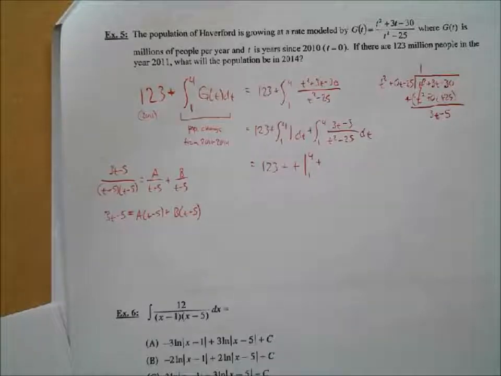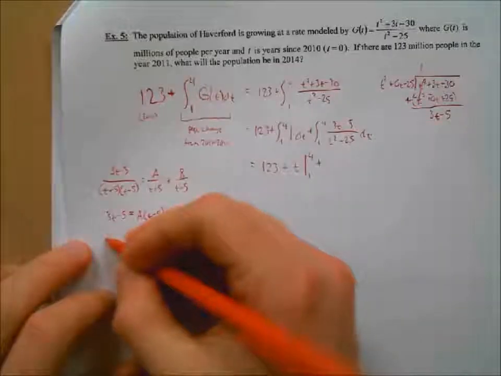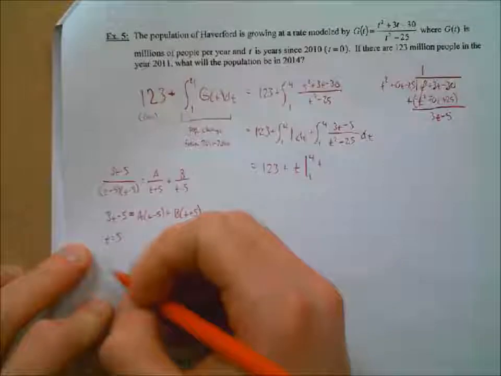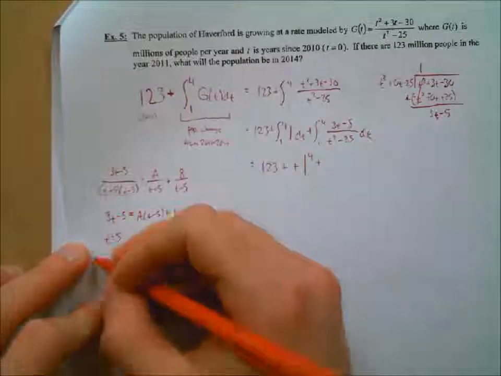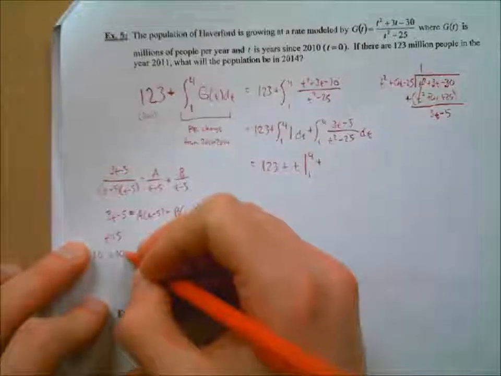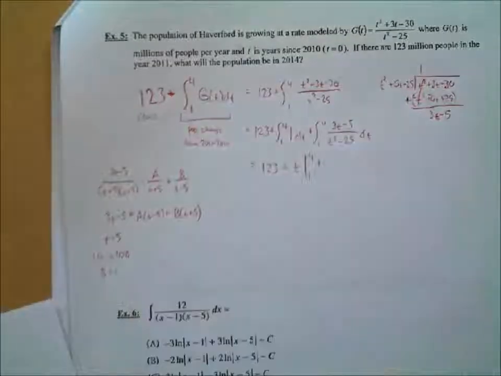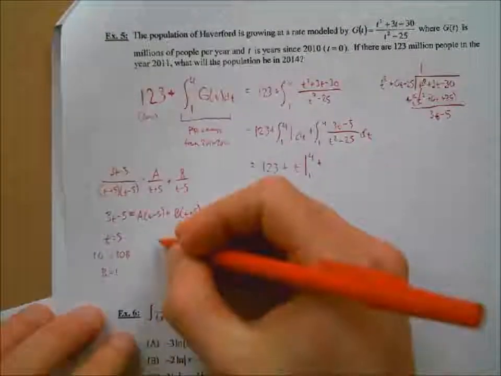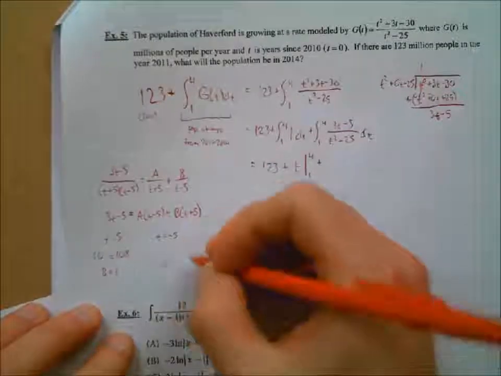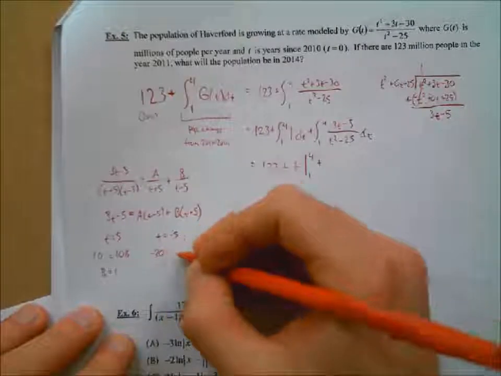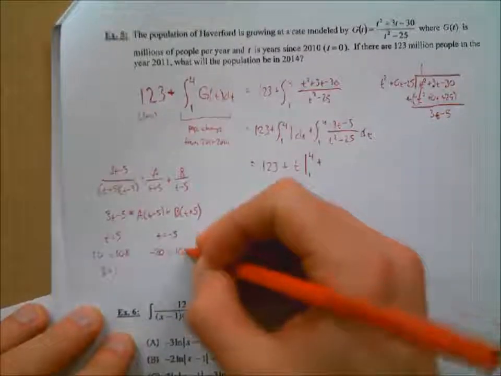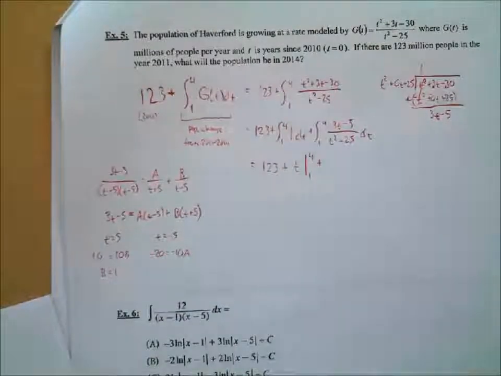So what's a good strategic choice of t here? 5. So if t is 5, we're going to end up with 15 minus 5, so 10 equals 10B. So B is 1. And we'll use t equals negative 5 for our other strategic choice there, and we'll end up with negative 20 equals negative 10A. So A is 2.